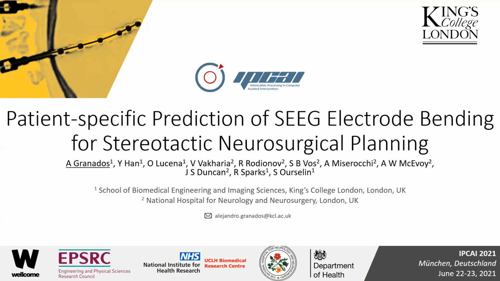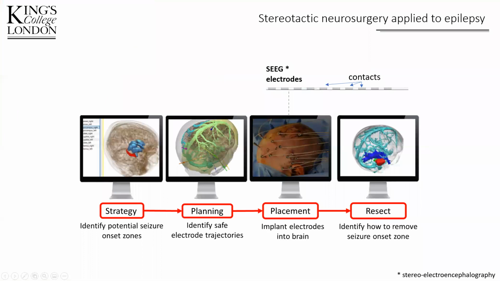On behalf of my co-authors, I want to tell you about the pipeline we designed for the patient-specific prediction of electrode bending in stereotactic neurosurgery. I will start by briefly describing the clinical context and stating the problem before showing our methodology and results.